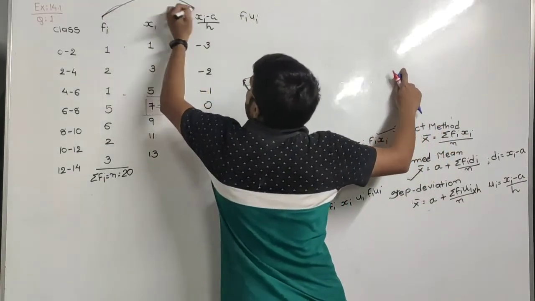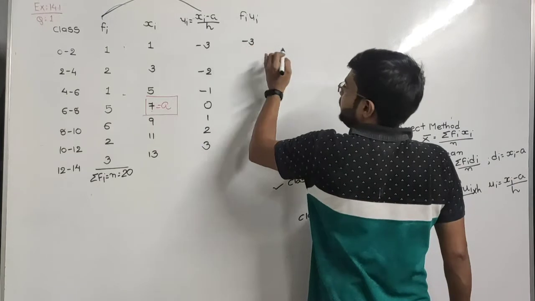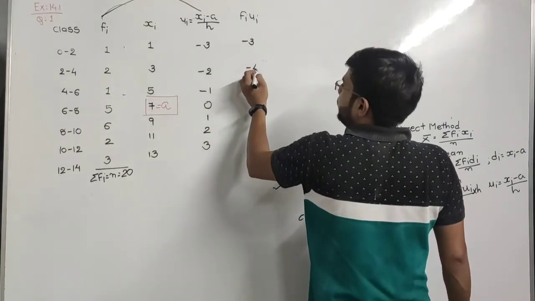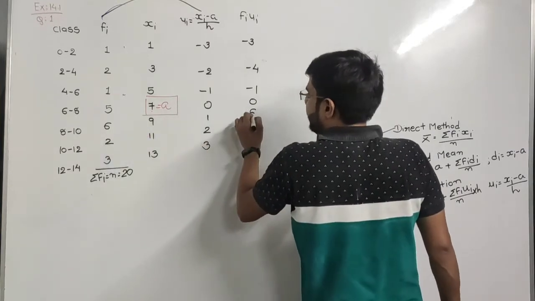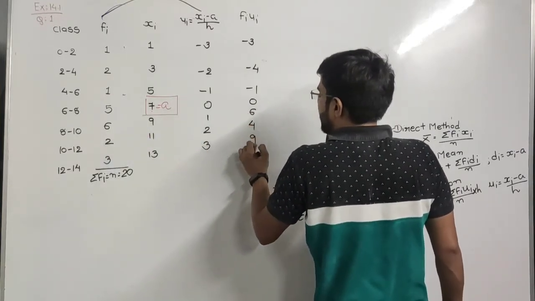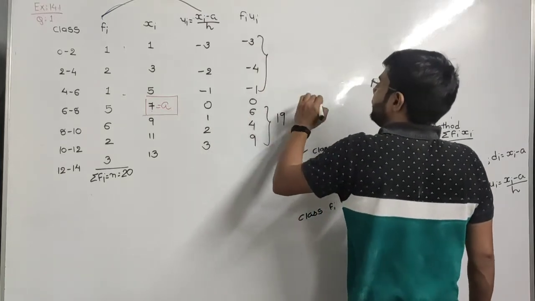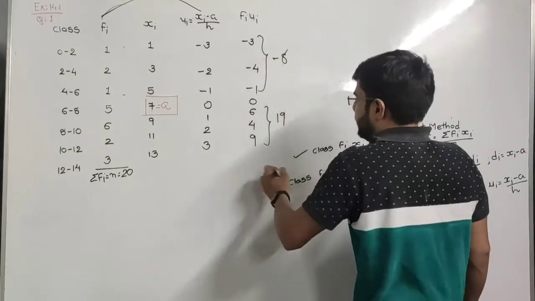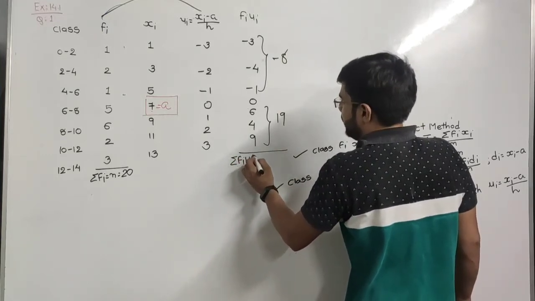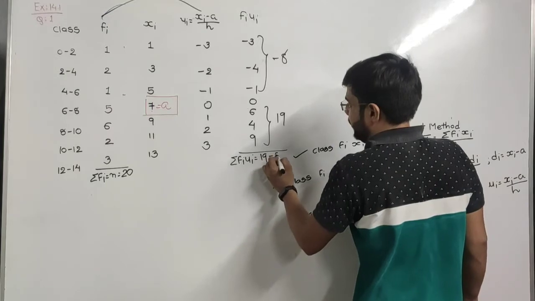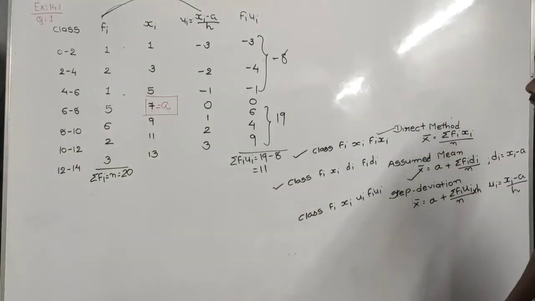Now you have to find fi ui. That means you have to multiply these two, fi and ui. So 1 multiplied by 3, that is -3, 2 2s are -4, -1, 0, 6 1s are 6, 2 2s are 4 and 9. So this will be 19 and this will be minus 8. So sigma fi ui will be 19 minus 8, that is equal to 11, right?